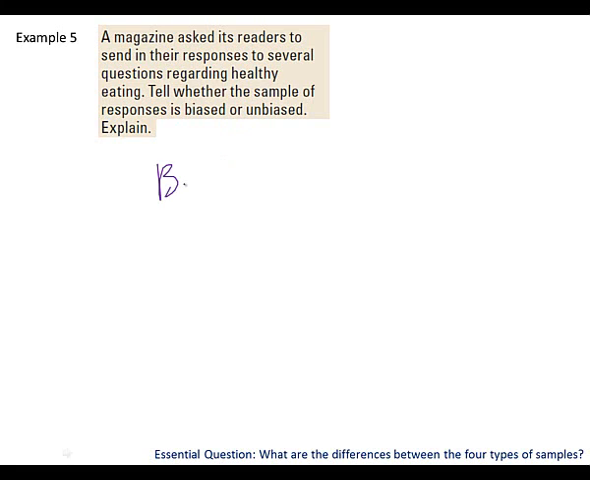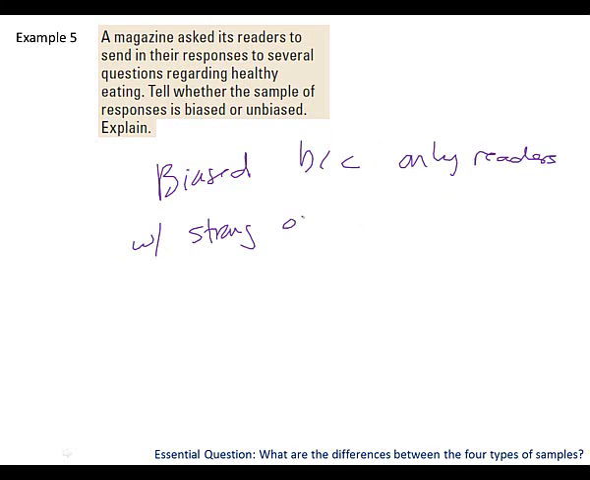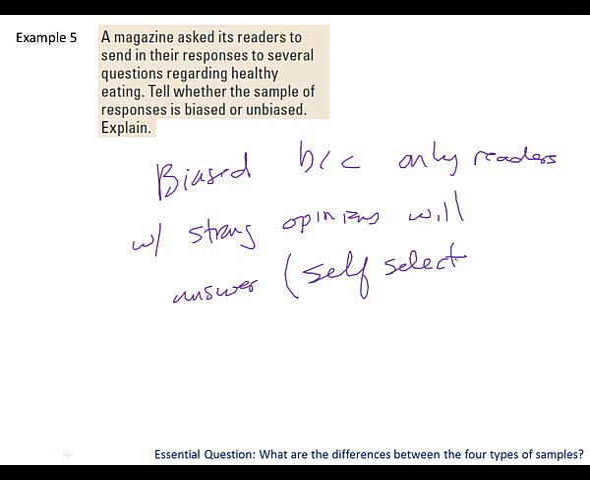So this one's biased because it's more of a self-selected kind of thing. Somebody with a strong opinion is likely to answer the survey. So the two reasons we came up with were that probably only readers with strong opinions will answer, and because it is self-selected. A self-selected survey is probably going to have more bias in it.